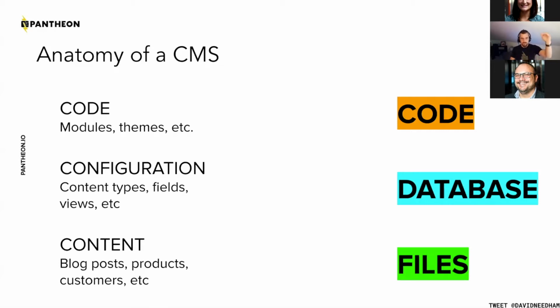And so each one of these pieces, the code, configuration, and content, map directly over to the code, database, and files. And the first one is pretty easy. Code is code. Hopefully you're using some form of version control. Git, for example, is probably the most popular these days. And that helps you keep track of your code and make sure that you can roll back if anything goes wrong.